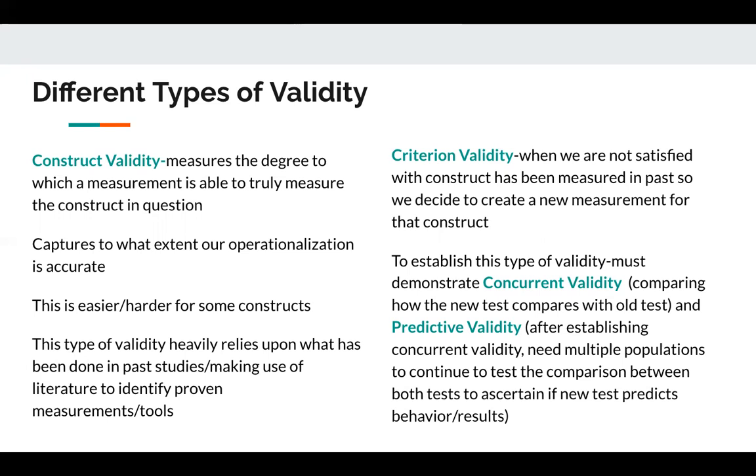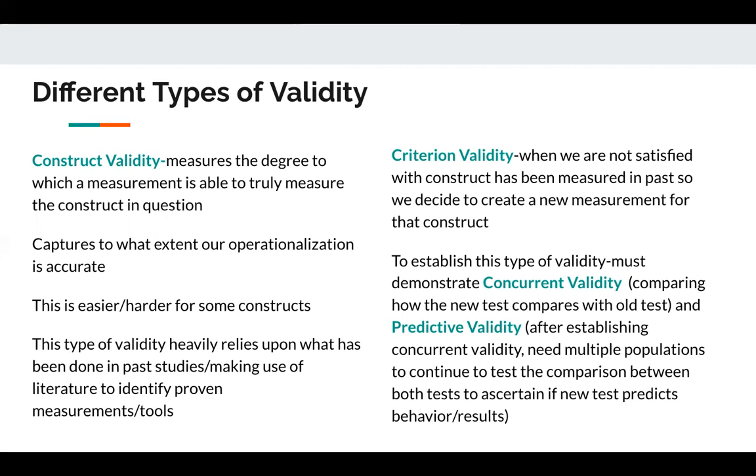Now, what about if for whatever reason you're not happy with how a construct has been measured in the past, and you're like, I can do it better. For my study, it's important that I collect this measurement in a different way than what other researchers have done. Well, this brings us to the final type of validity that your textbook discusses, which is called criterion validity. And this is a type of validity that you have to demonstrate when you aren't satisfied with how a construct has been measured in the past. So you're going to create a new measurement for that construct.